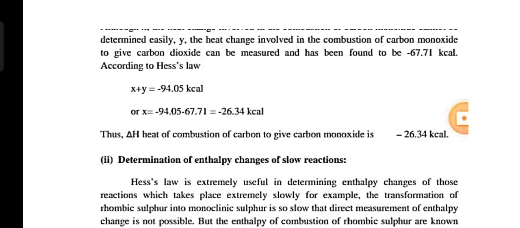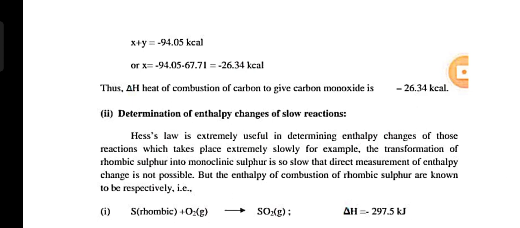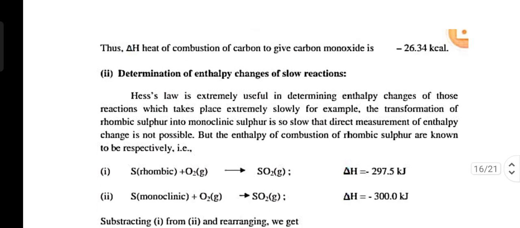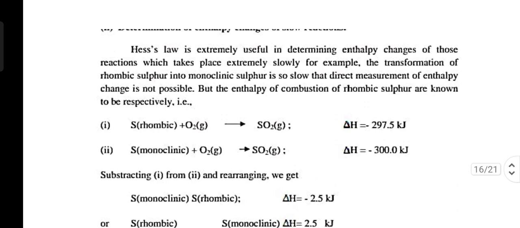Determination of enthalpy change of a slow reaction. Hess's law is extremely useful in determining enthalpy change of those reactions which take place extremely slowly. For example, the transformation of rhombic sulfur into monoclinic sulfur is so slow that direct measurement of enthalpy change is not possible, but the enthalpies of combustion of rhombic and monoclinic sulfur are known to be such that S rhombic plus oxygen give SO2, heat of enthalpy minus 297.5 kilojoule. Sulfur monoclinic plus oxygen give SO2 gas, heat of enthalpy minus 300 kilojoule.